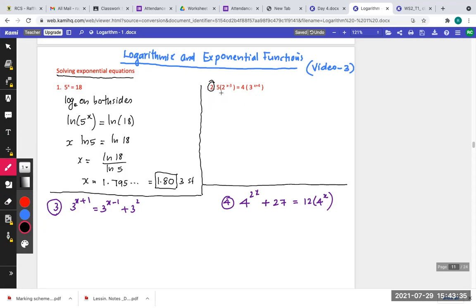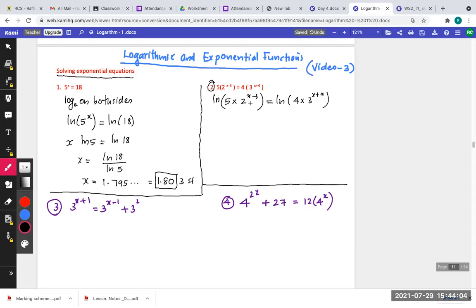Otherwise, you can take ln on both sides there also. That's not an issue. So look here, I'm taking ln on both sides: ln of 5 times 2 to the power x minus 3 equals ln of 4 times 3 to the power x plus 4, right? I just took ln on both sides, so the whole thing becomes inside the bracket.